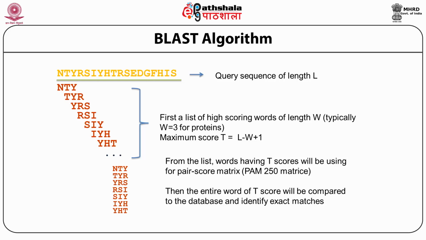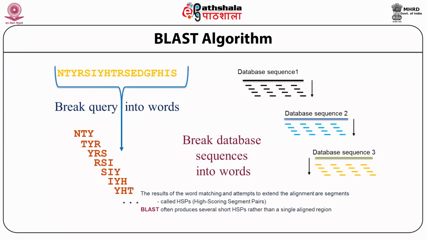So you calculate a PAM matrix. It is the PAM 250 matrix. It is calculated, and rescoring is done as it has been done in FASTA. So you do a rescoring, then the entire T-score will be compared along the database to identify the exact match. For example, here I am showing 3 databases: database sequence 1, database sequence 2, database sequence 3. So the T-score will be aligned along database sequence 1, 2 and 3, like a search along all 3 databases.